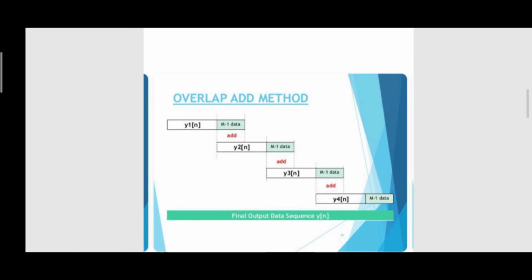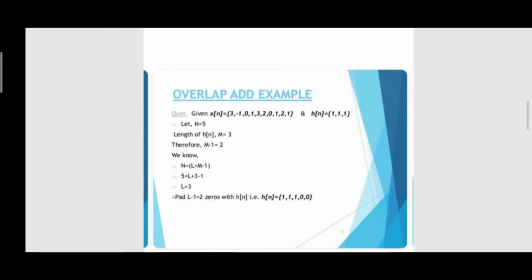So in this, to find y1 of n, we have to pad m minus 1 number of zeros at the last bit. In every stage we have to pad m minus 1 number of zeros at the last bit. Okay, let's see one example in this overlap add method.